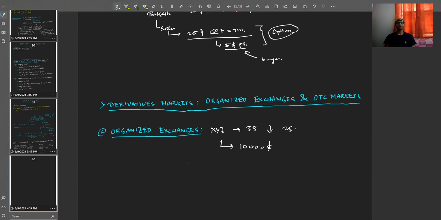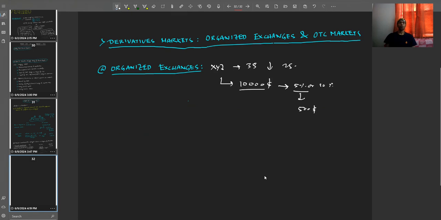$10,000, right? The contract size is $10,000, and you have to pay a margin of, let's say, 5% or 10% on the contract size to enter into this contract. So you will have to pay how much? If it is 5%, you will have to pay 5% of 10,000, which is $500 to enter into the contract. So the number one property is contracts are fixed. Not only in terms of contract size, it may so happen that the maturity is also fixed.